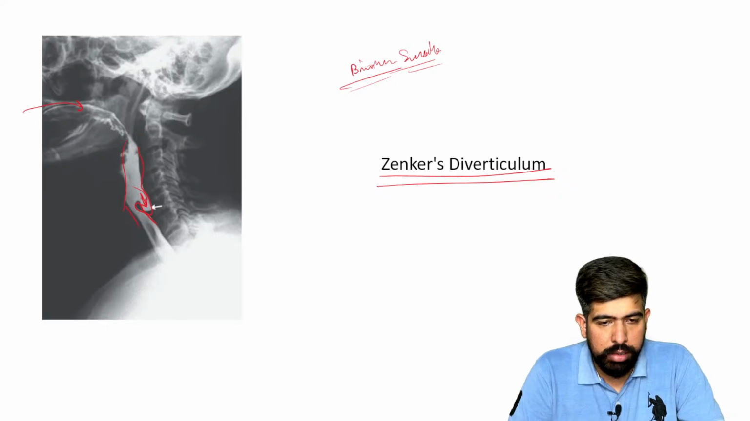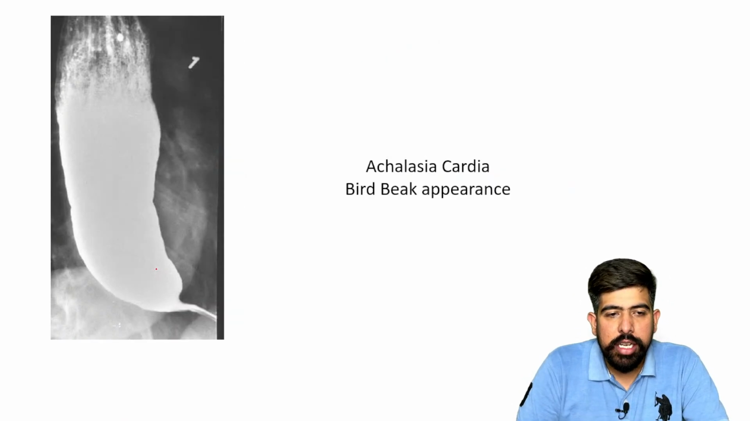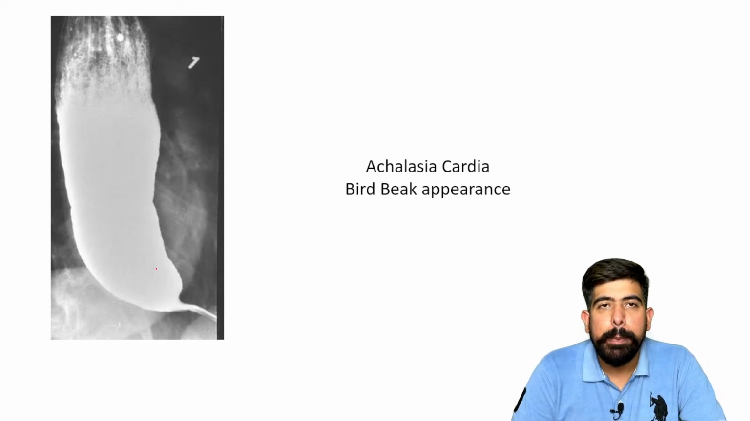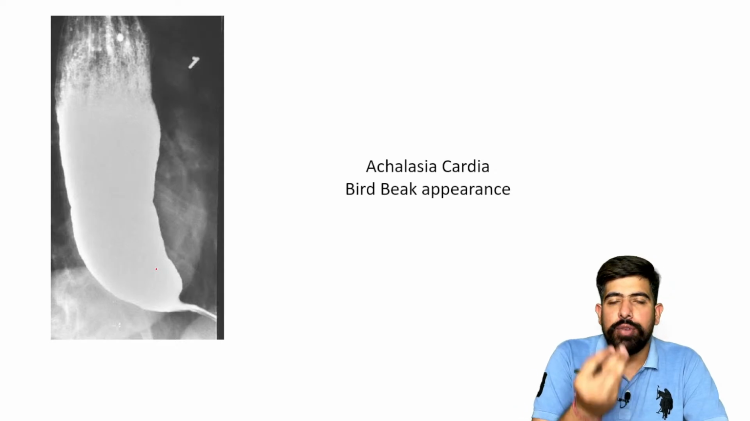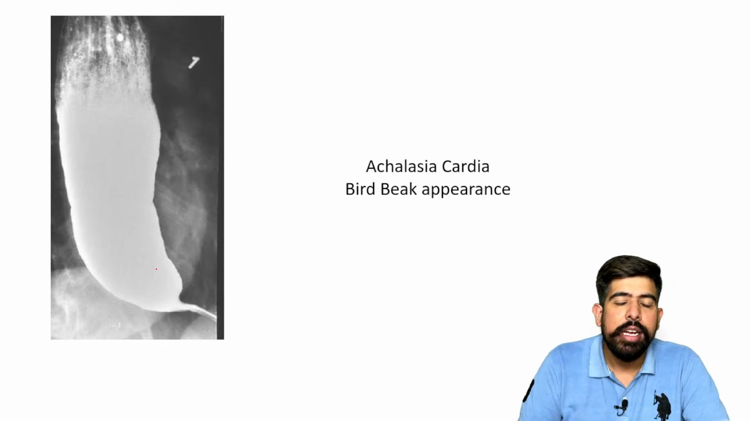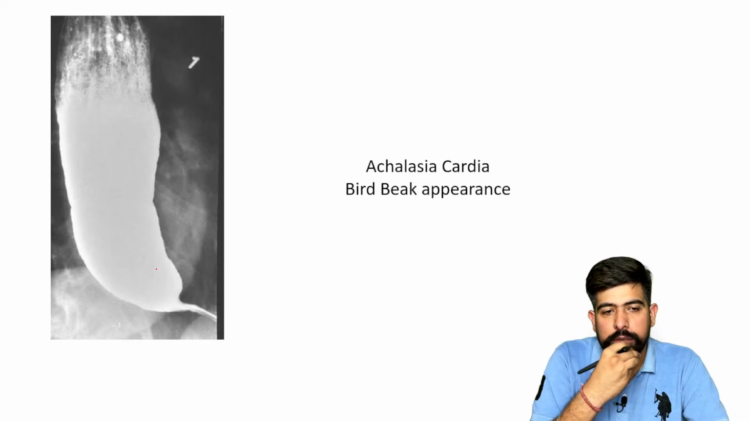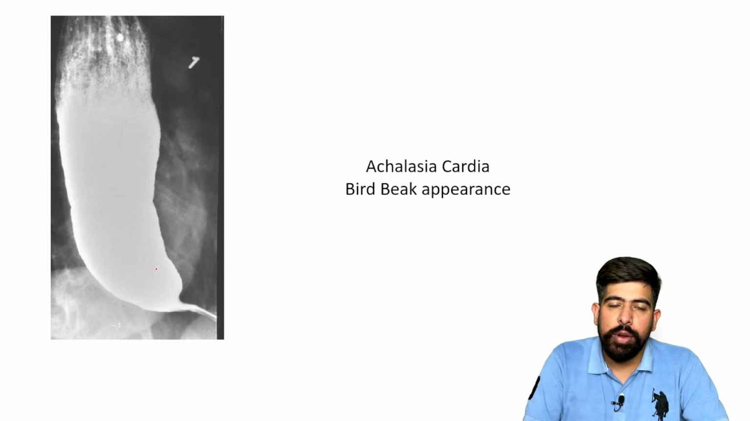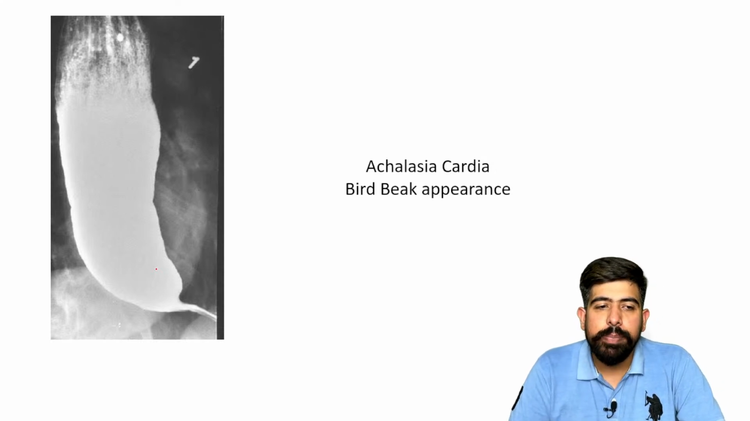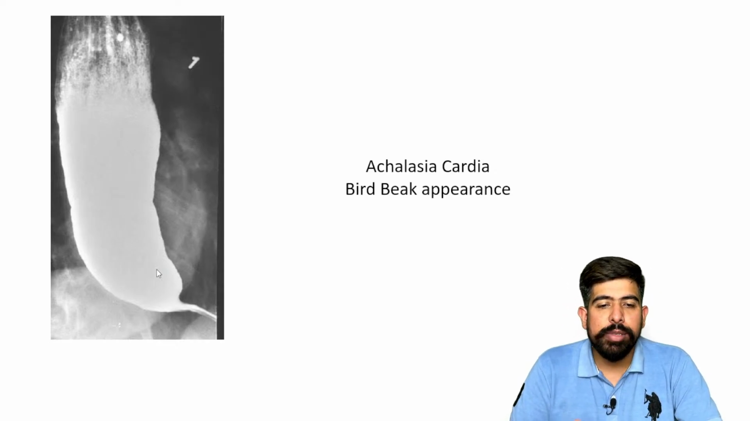Now moving forward to the next image, which is again from the barium swallow. Guys, please remember: if you are giving barium from above in GI imaging, meaning from the mouth, that is the barium swallow. And if we are giving it from the rectum, that is known as barium enema. So this is again the classical picture of a barium swallow.